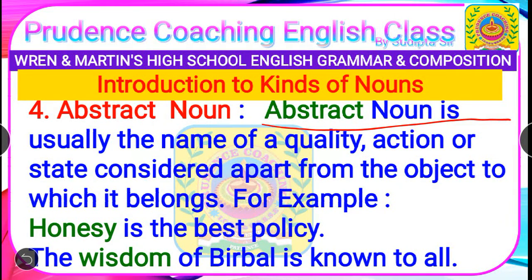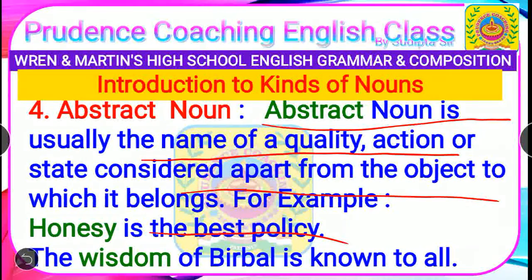Abstract noun is usually the name of a quality, action, or state that is considered apart from the object which it belongs to. We can give you an example like that: honesty is the best policy. The wisdom of Birbal is known to all. So here honesty and wisdom are qualities, so that's why they are abstract nouns.